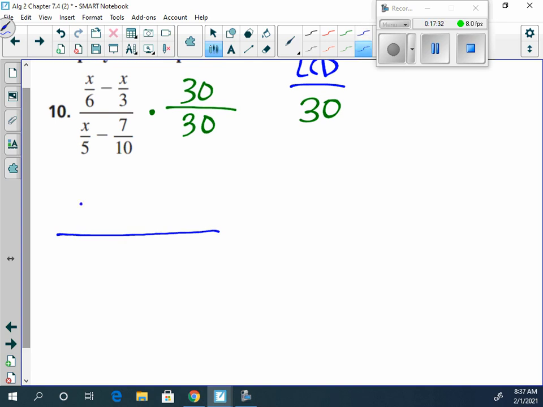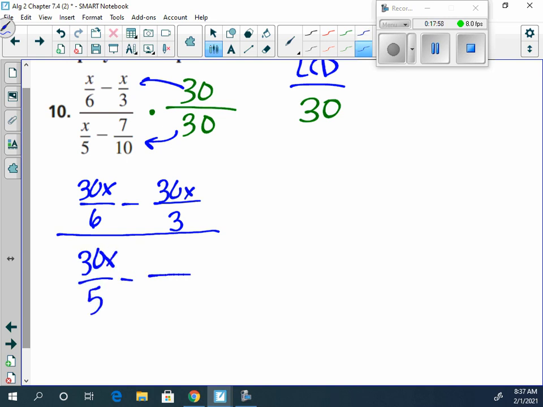And if we do this here, we're multiplying each fraction in the numerator by 30. Well, 30 times x would be 30x over 6. 30 times x would be 30x over 3. We'll do the same thing with the denominator. 30 times x would be 30x over 5, minus, well, 30 times 7 is 210.